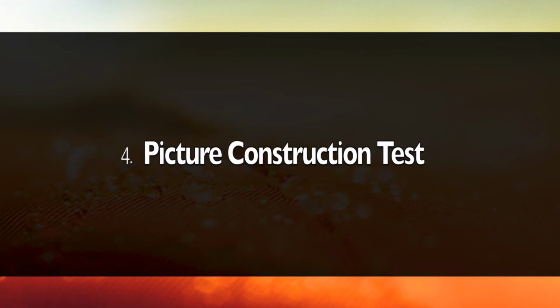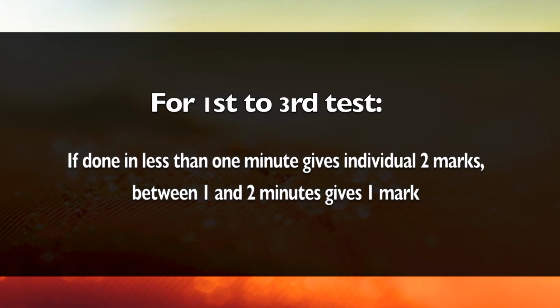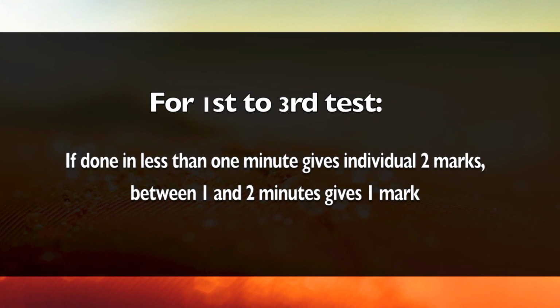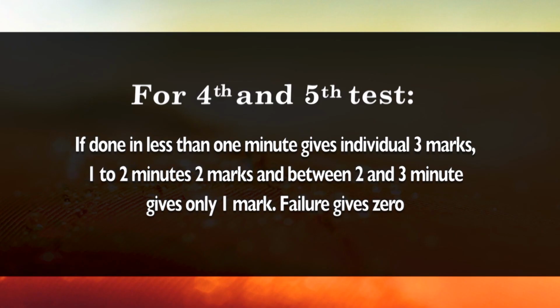Then next is the picture construction test. For the first to third test, if done in less than 1 minute, it gives individual 2 marks. Between 1 and 2 minutes gives 1 mark. For the fourth and fifth test, if done in less than 1 minute, it gives individual 3 marks. 1 to 2 minutes gives 2 marks and between 2 and 3 minutes gives only 1 mark, and failure gives 0.